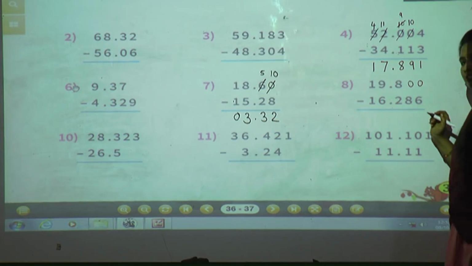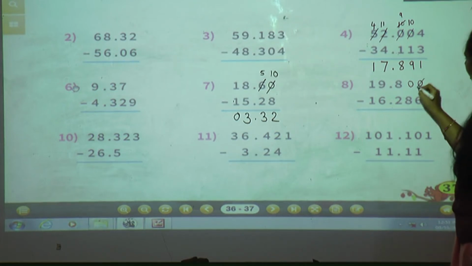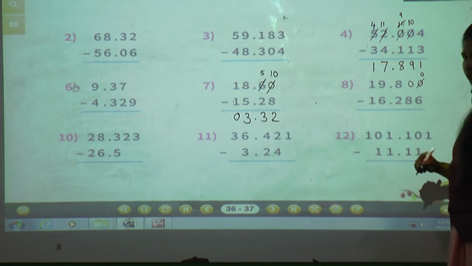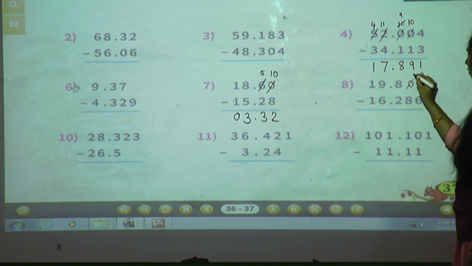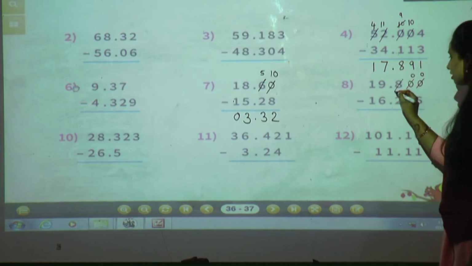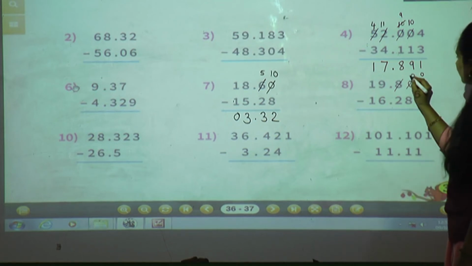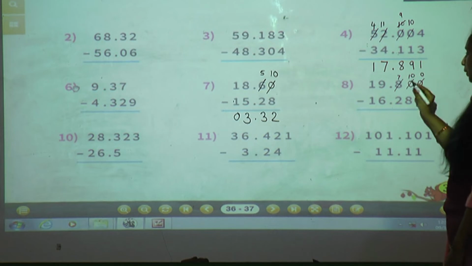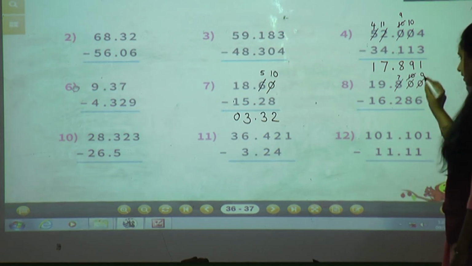Now 0 minus 6 we can't do. So cut the 0, write it as it is. Now take a borrow from the neighbor. The neighbor also doesn't have. Then what you have to do? Go to the next neighbor. Now the 10th neighbor is having 8. He will give 1, here 7 will remain. Now he can give 1 to the thousands place. So he will give 1, here 9 will remain.